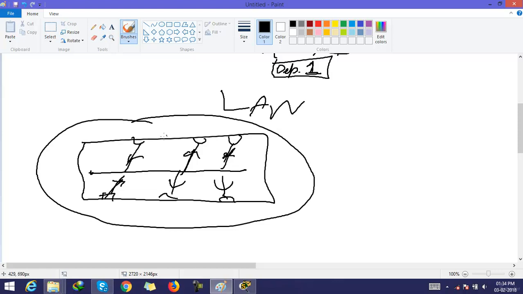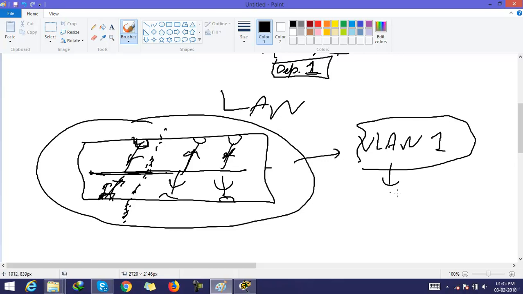But if we divide this LAN or this broadcast domain into two parts, virtually, it means if this PC sends or broadcasts a packet, only this interface can receive it. These four interfaces cannot receive a broadcast packet that is broadcasted by the other virtual LAN. By default, all interfaces of a switch are part of VLAN 1. VLAN 1 is created by default on the switch.